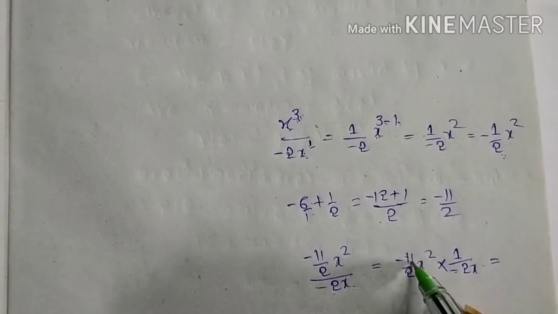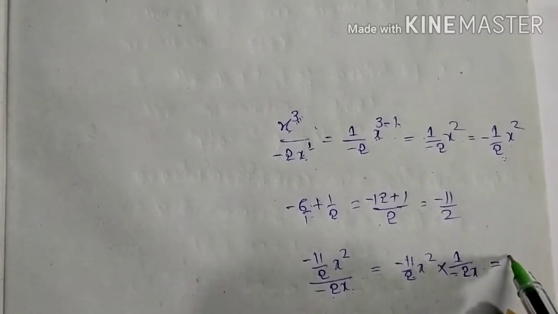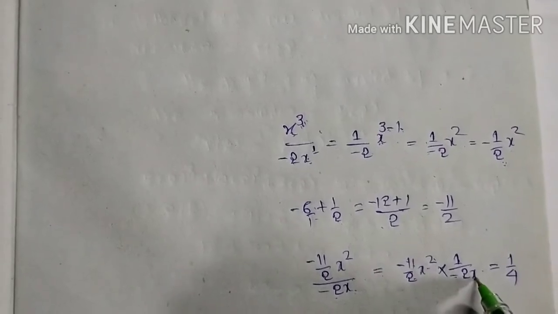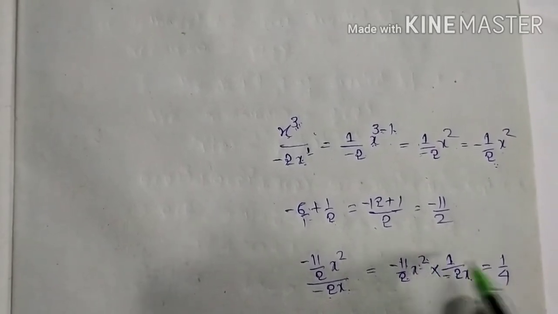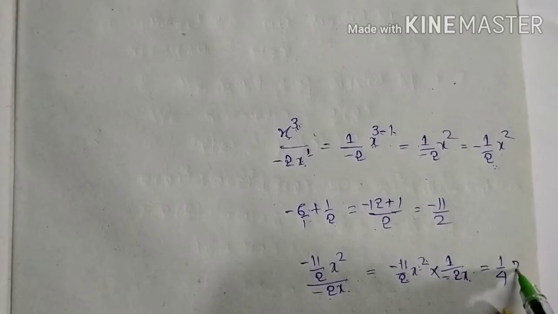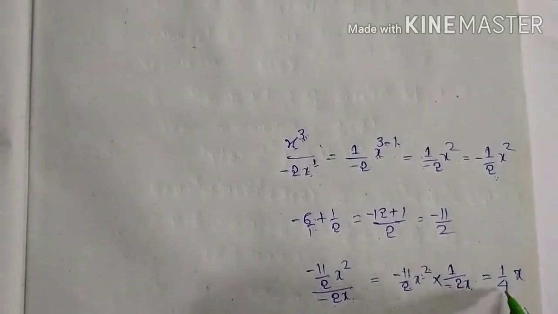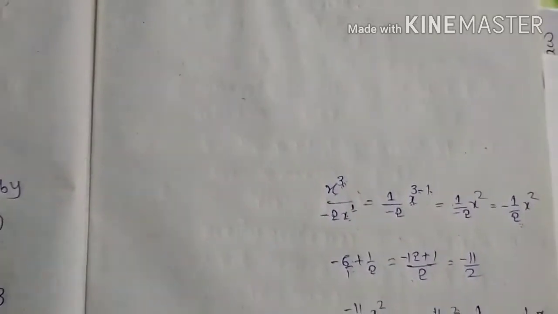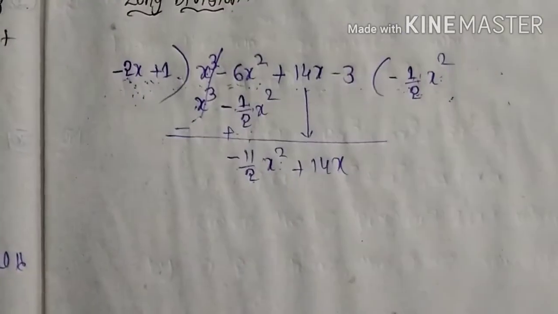See here, 1 by 2 into 1 by 2, you will get 1 by 4. Here x square, here only x. For here 1x, here also 1x will be cancelled. You are getting 1 by 4x only. This is the second term of the quotient.